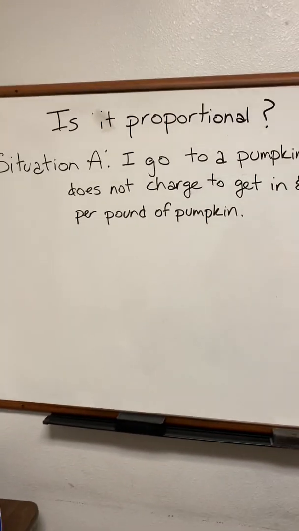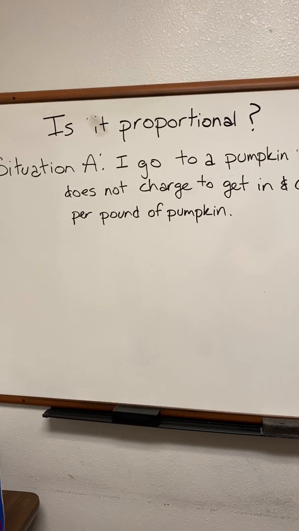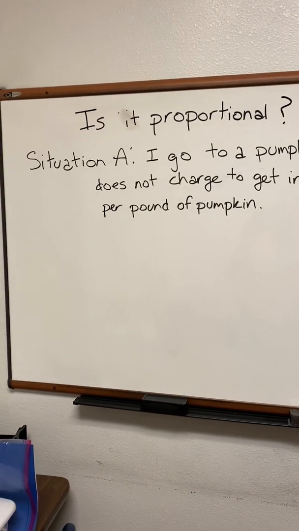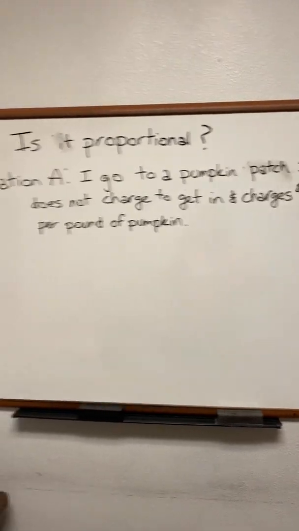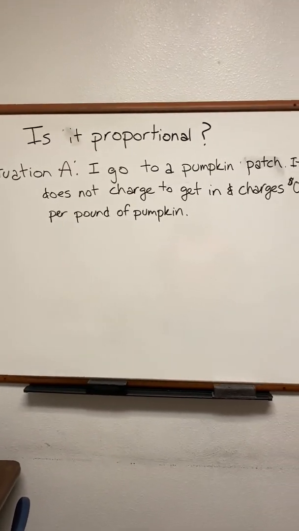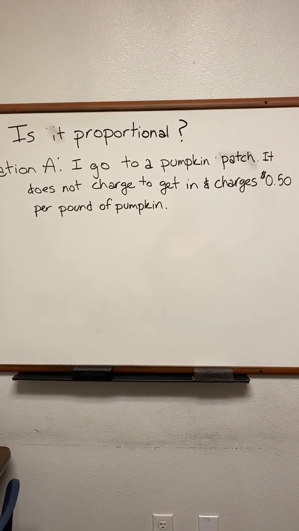All right, here we go. We're gonna look if things are proportional, right? And those are the graphs that we've been working on, those posters. So situation A, I go to the pumpkin patch. It does not charge to get in, and it charges 50 cents per pound of pumpkin, right?